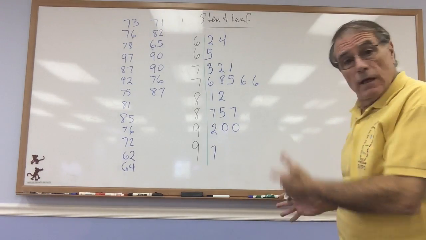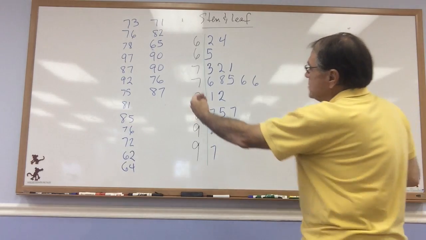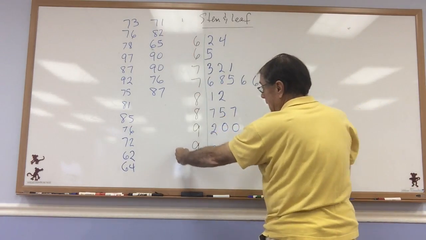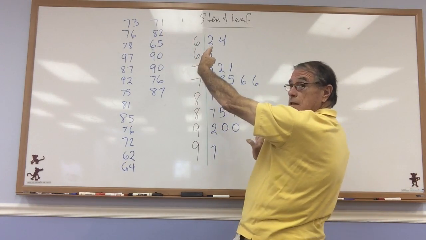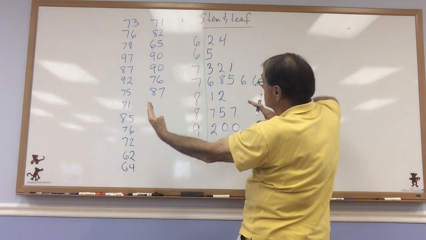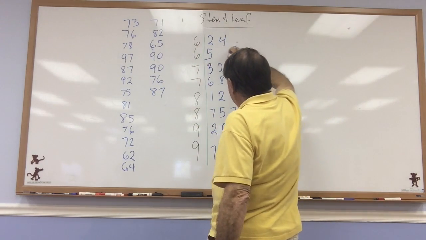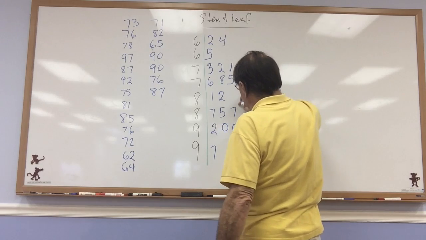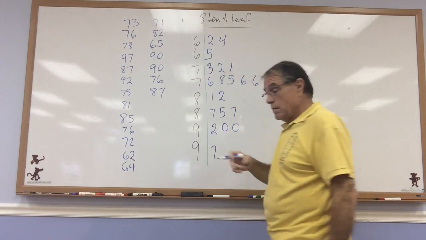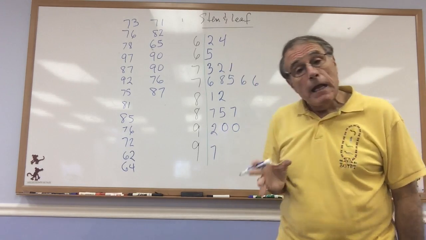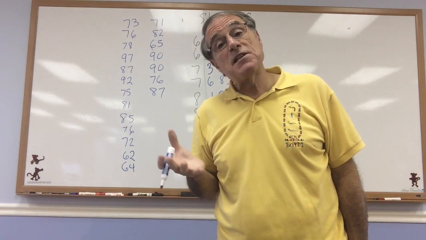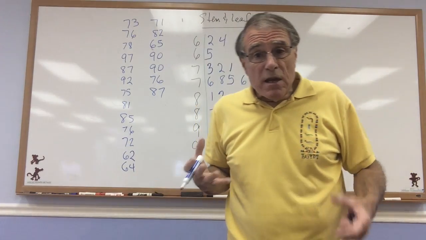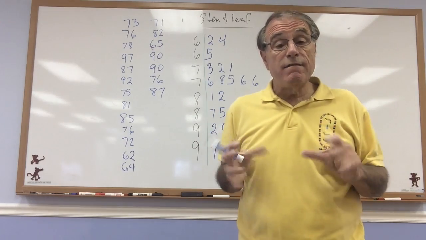And what's really cool as I'm looking at this, because I go from low to high, I could imagine taking this stem and leaf and turning it on its side, and what I have would be the outline of a histogram for this data. Now, I'm not particularly fond of histograms because they don't show me the individual scores.